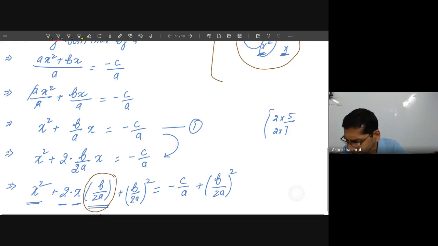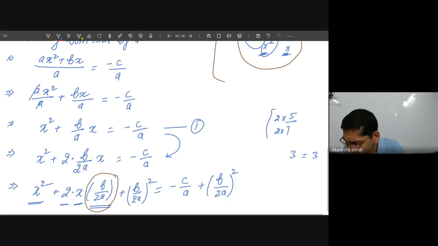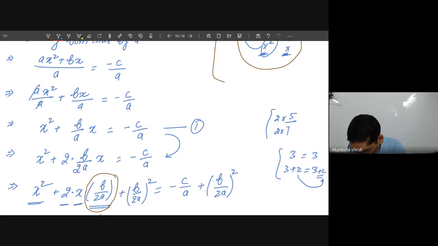Say if there is something, say 3, I'm writing 3 is equal to 3, it is okay, but can I write this 3 plus 2 is also 3? Can I write this way? No, students, because this will lead to 5. So if I'm adding 2 on this side, the same 2 I also have to add on this side. So that's why this b by 2a whole square is being added on left hand side, the same is also added on right hand side. Is this okay? तेजस, आपको समझ में आया क्या?